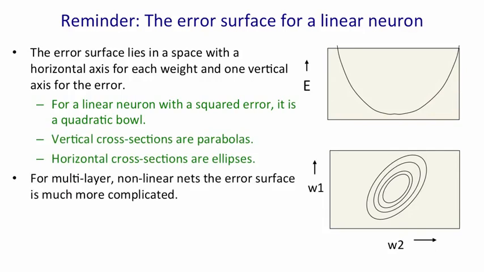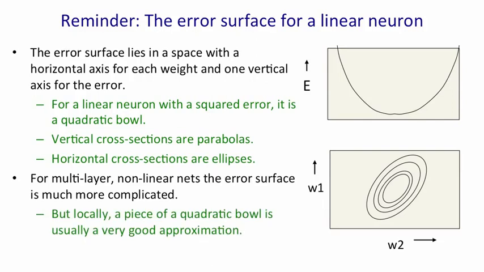For multi-layer nonlinear nets, the error surface is much more complicated, but as long as the weights aren't too big, it's a smooth error surface, and locally it's well approximated by a fraction of a quadratic bowl. It might not be the bottom of the bowl, but there's a piece of quadratic bowl that will fit the local error surface very well.